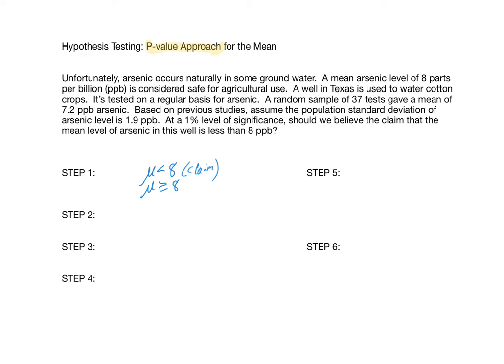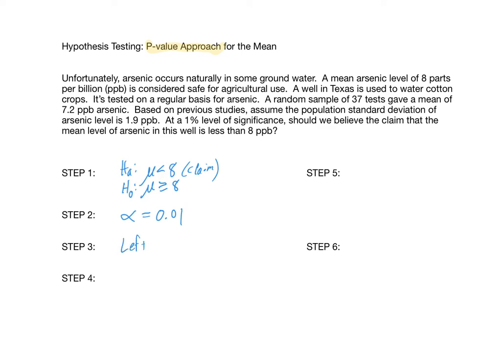And of course, the null hypothesis is the one with the equality. So mu is greater than or equal to 8 is the null hypothesis, and the other one is the alternative hypothesis. Step 2, we want to note our level of significance. They give us a 1% level of significance in the problem, so alpha is 0.01. Step 3, we need the type of test and the tail. The tail direction is determined by the alternative hypothesis. We've got mu is less than, so that means it's a left-tailed test.